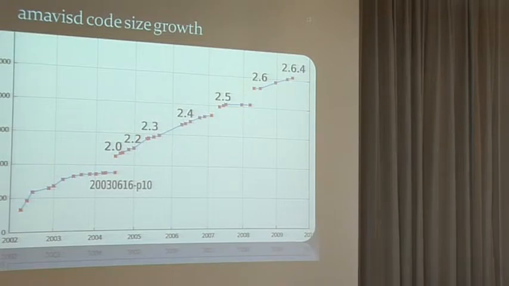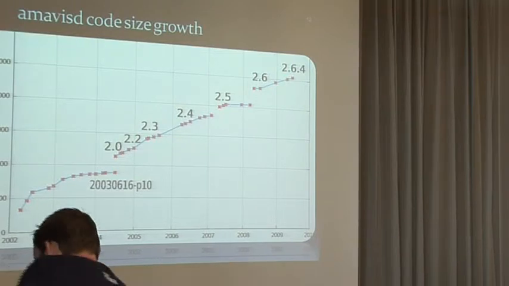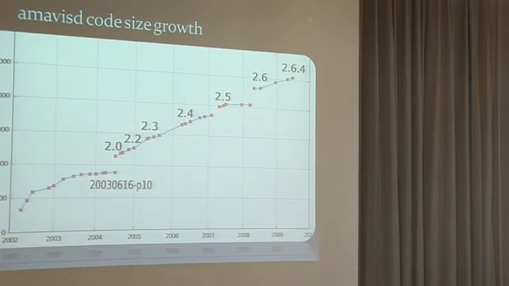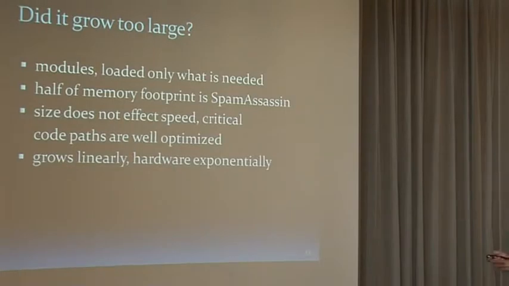And like Vitezslav showed yesterday, his chart with the size of the code. In my case, this is the number of lines. And as the years go by, you can see it is rather steady development, and it grows about linearly. So it may bring some questions. Did it grow too large? Some may consider it bloated.